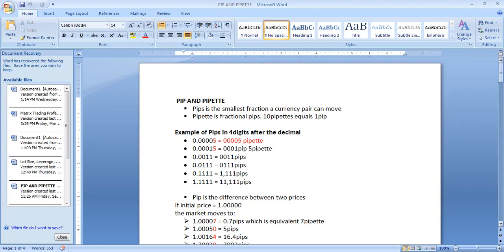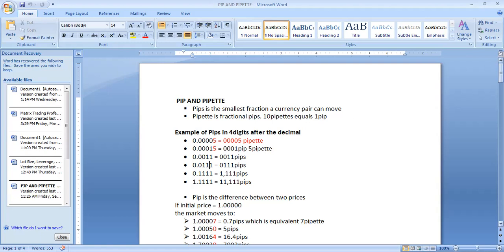If we are in a scenario where pip is 2 numbers after the decimal, then pipette will be 3 numbers. Take note of that. So pipette is just like we have seen, 10 pipettes give 1 pip. So there's always an extra 0 to get a pipette. If you say 200 pips, add 1 zero, 2,000 pipettes. If you say 2 pips, add 1 zero, 20 pipettes.